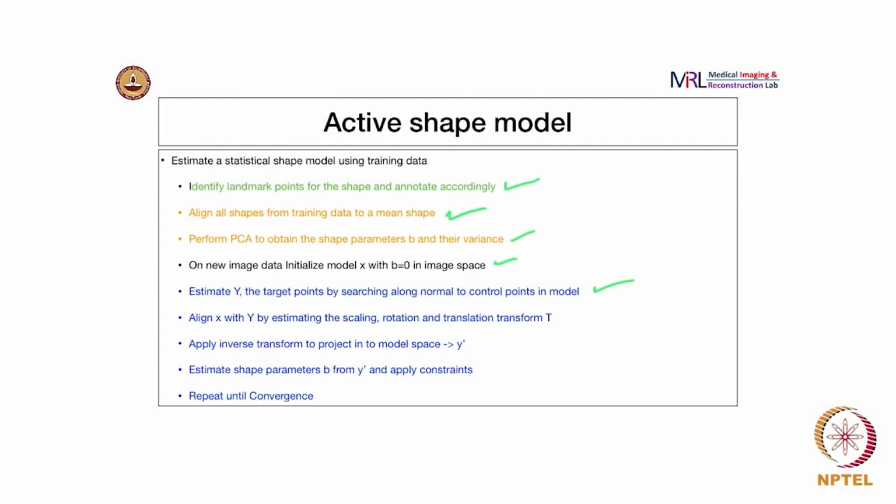Estimate Y, the target points, by searching along the normal to the control points in the model. There are different ways of doing this; we saw that. And then you align X with Y by estimating scaling, rotation, and translation transform. Apply this inverse transform, project to model space, estimate shape parameters. Repeat this until convergence. Okay, this is how you would do this.